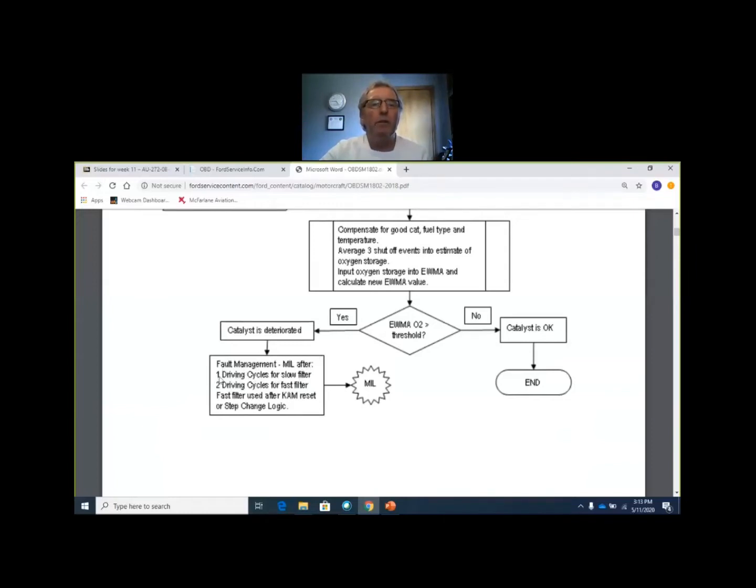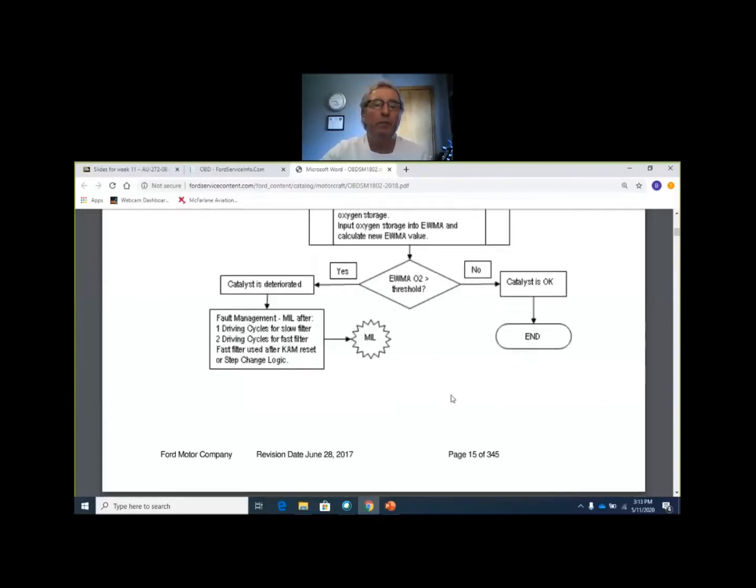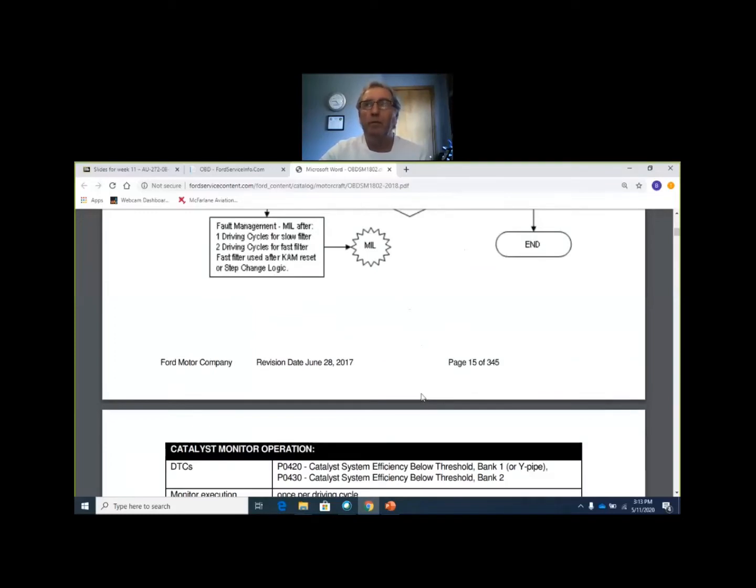All right, so again, MIL after 1 driving cycle for slow filter, 2 driving cycles for fast filter. I'm going to tell you, I don't honestly know what that means, but to me it means maybe it fails once, maybe it fails twice before we get a malfunction indicator light.